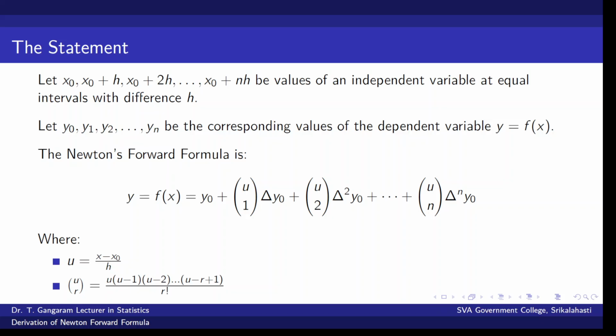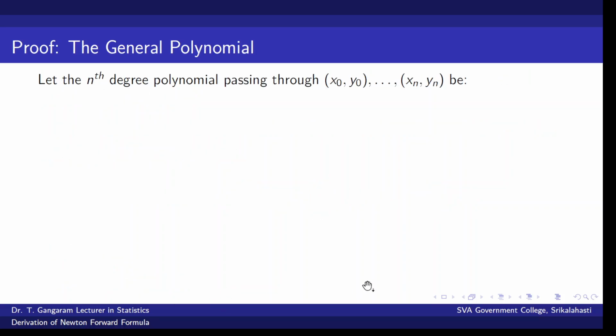uCr is the binomial expansion, simplification of binomial expansion. We know that nCr is equal to n factorial divided by r factorial into n minus r factorial. Numerator and the denominator get cancelled and the remaining terms are u, u minus 1, u minus 2, up to u minus r plus 1 by r factorial.